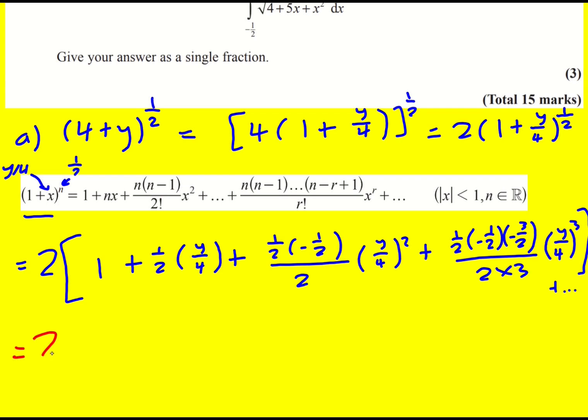Okay, I'll leave the 2 out for the moment. This is going to become 1 plus, not y over 2, y over 8. Plus, there's going to be a lot of fractions going on. Actually, it's going to be minus next. Then I've got minus 1 over 8 times 1 over 16. So 8 times 16 is 128. So it's going to be minus 1 over 128 y squared.